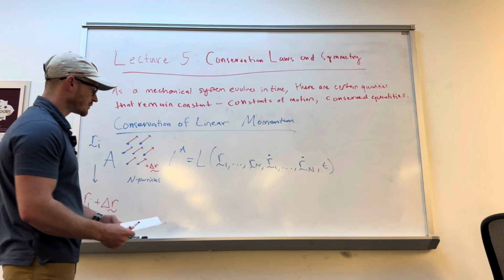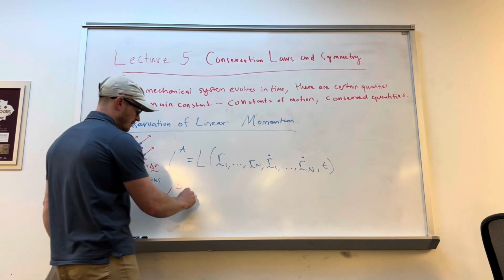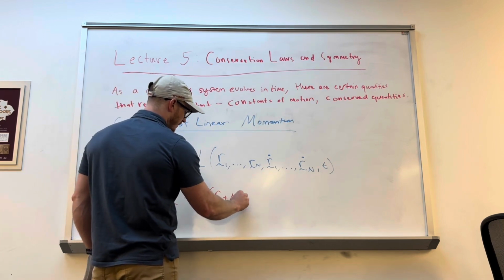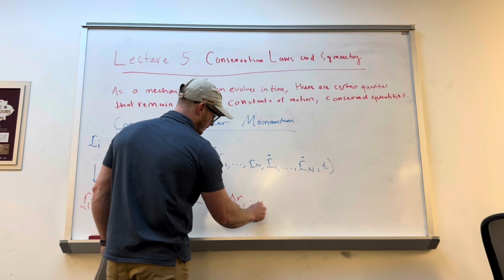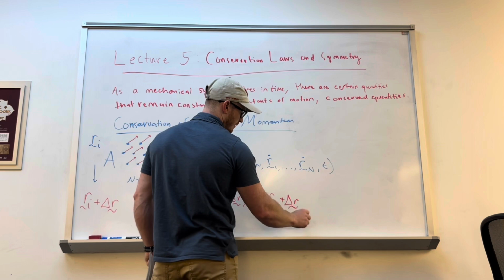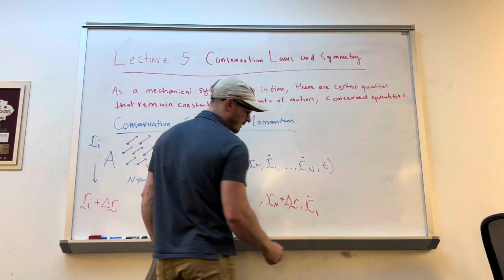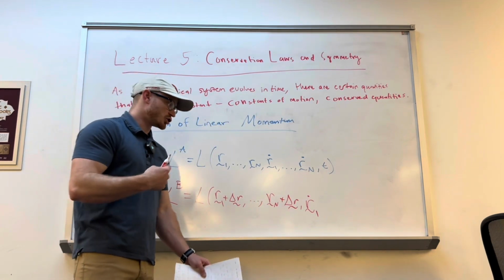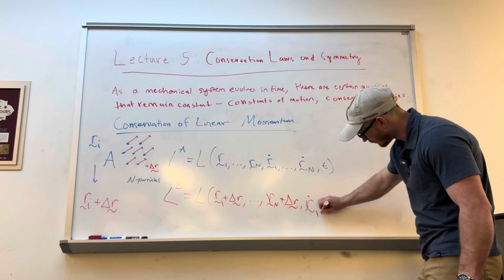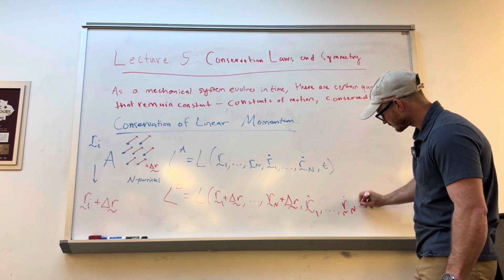Well, let's write the Lagrangian for this. In our new system, L_B is going to equal L of r_1 plus delta r, comma, r_n plus delta r, comma, r_1 dot. The delta r doesn't change the velocity, so we just have the exact same thing that we had before here in the velocity part. r_n dot and time.